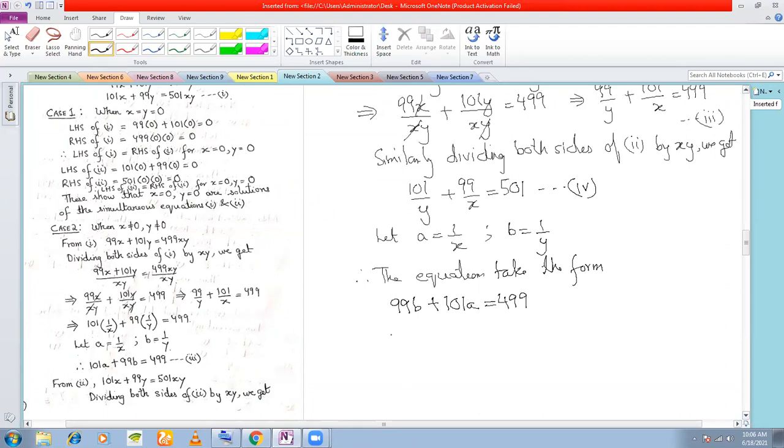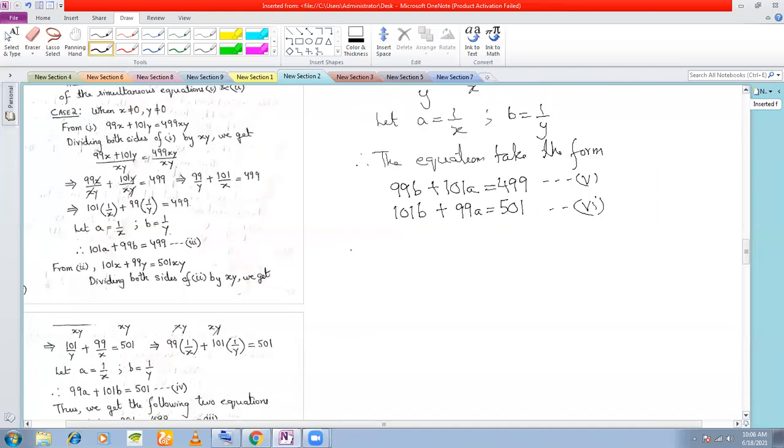From equation number 3. From 4, this becomes 101b plus 99a is equal to 501. Right? Call this 5 and 6. Now, how do you solve these two? This is exactly your type 2. Right? So what you do is you first add these two.